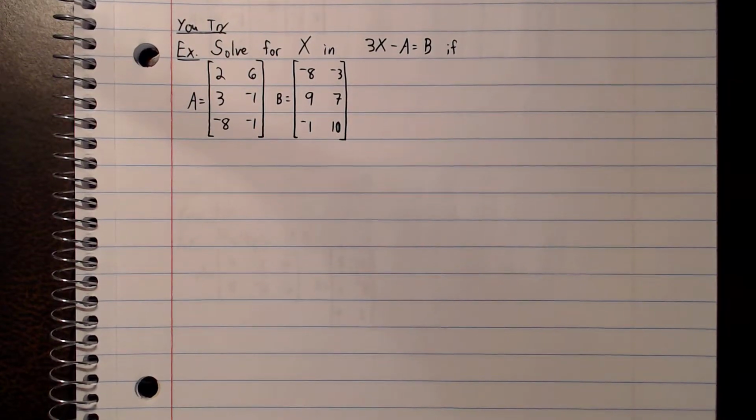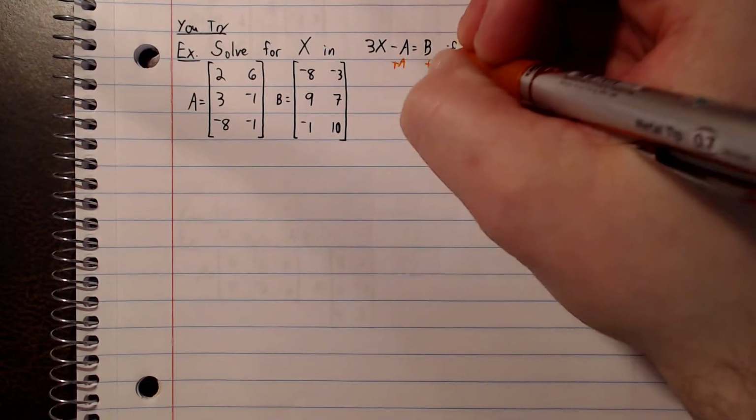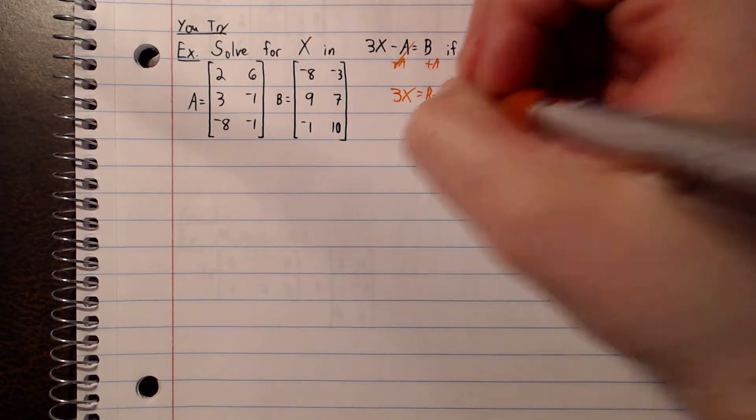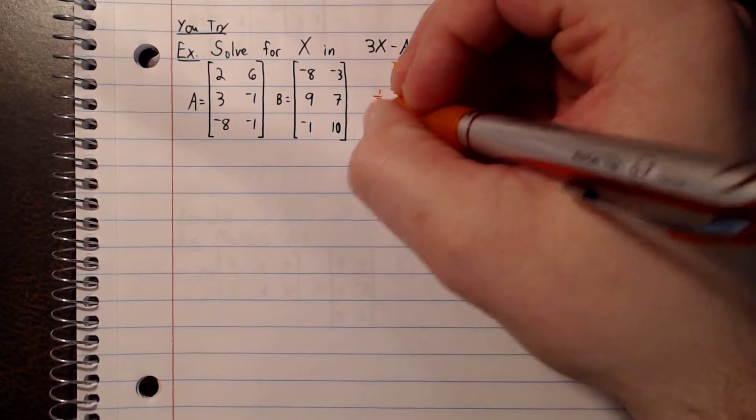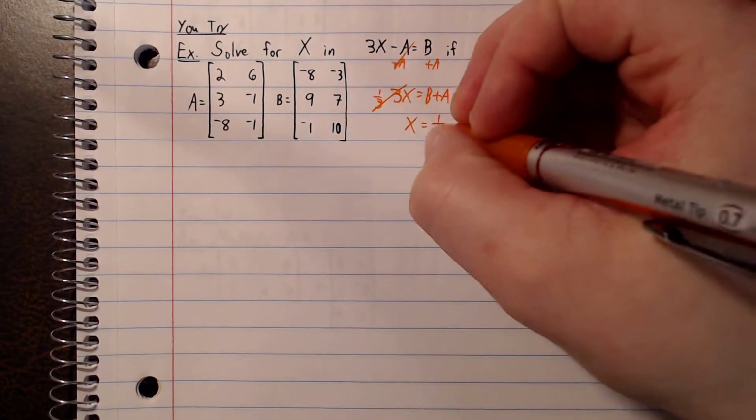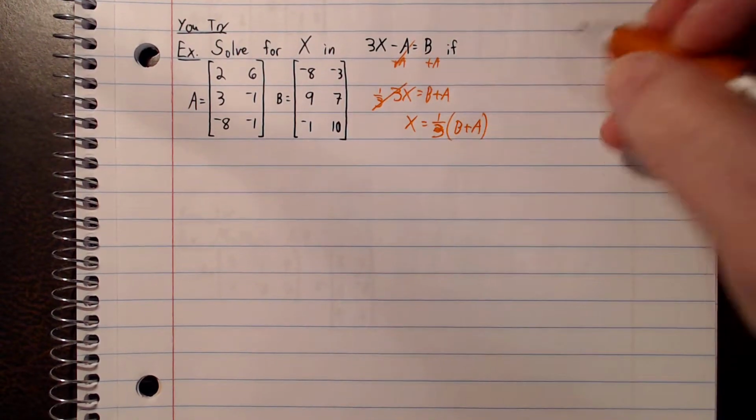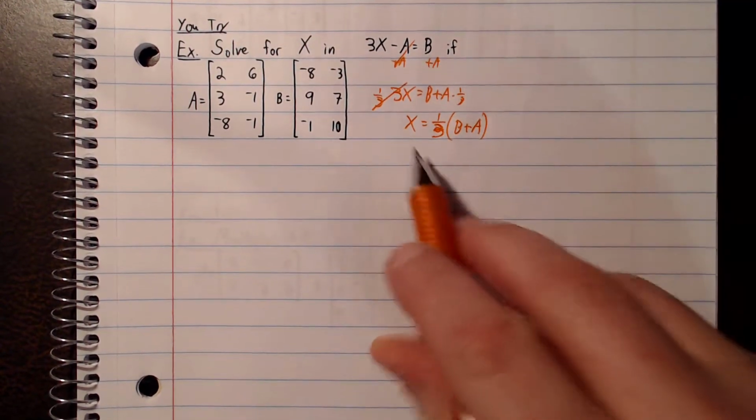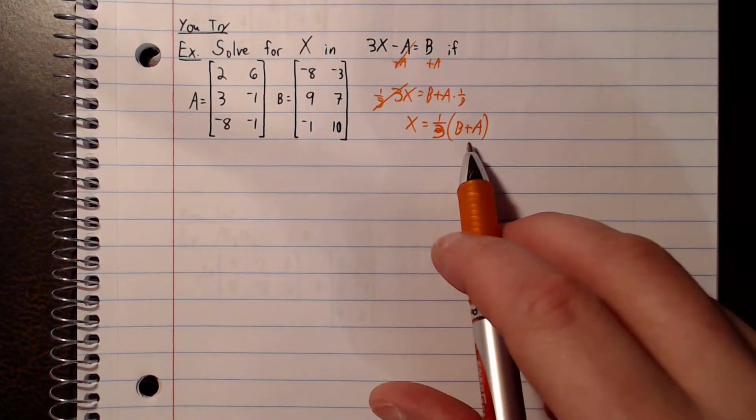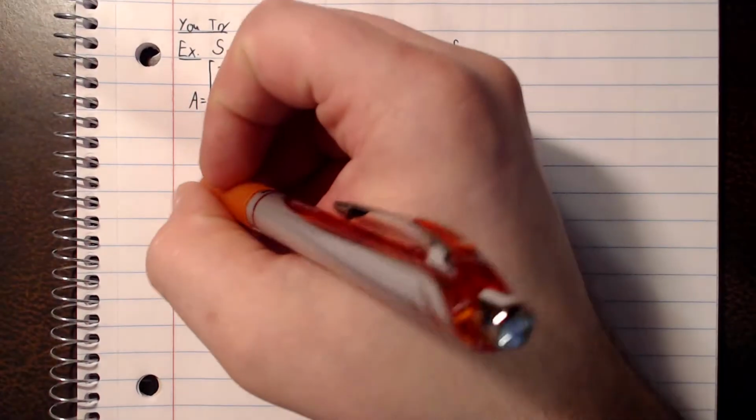Alright, so let's check this out. We're going to start off by solving. So we're going to add A onto both sides. So 3x equals B plus A. And we're going to multiply by 1/3 to clear out that 3. So here's what x looks like: 1/3 times B plus A. So we've got to figure out what B plus A looks like, and then we're going to basically divide everything by 3. That's our goal.